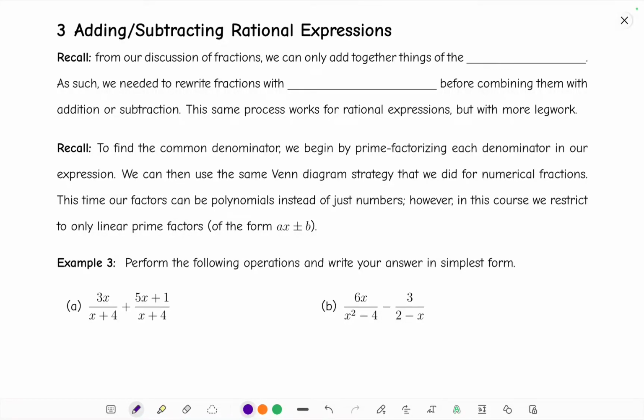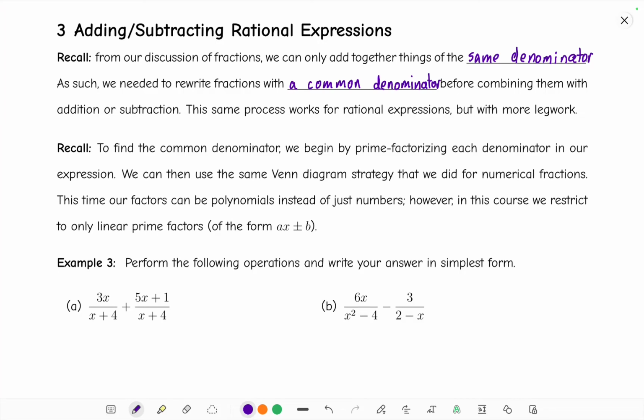Hello, today we're going to be adding and subtracting rational expressions. Recall from our discussion of fractions, we can only add together things of the same denominator. As such, we need to rewrite fractions with a common denominator before combining them with addition or subtraction.